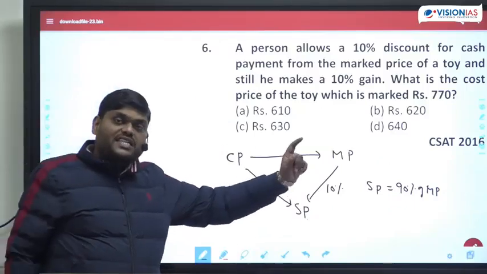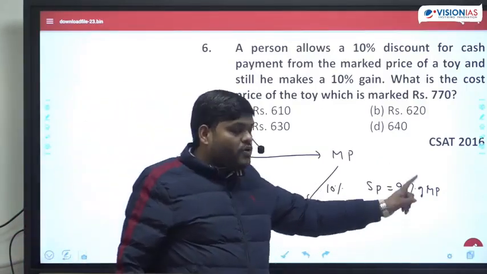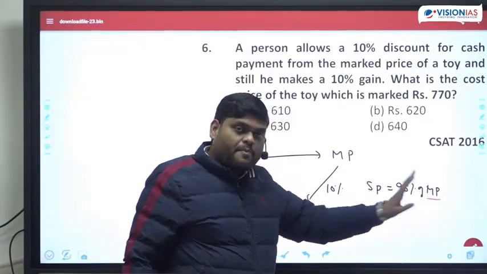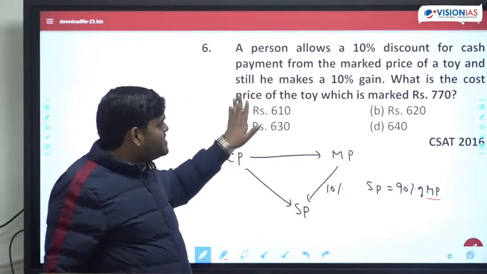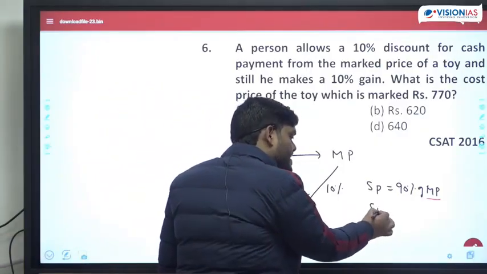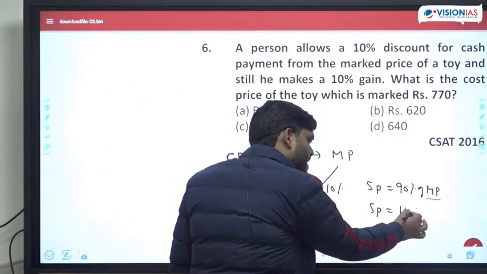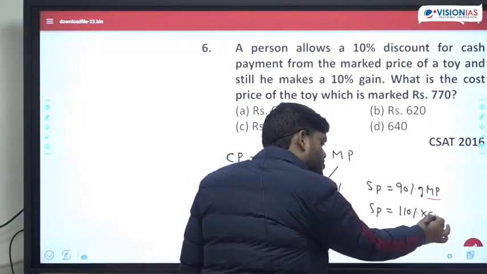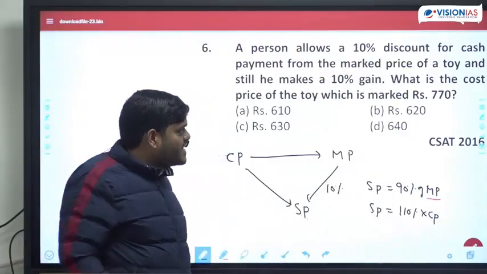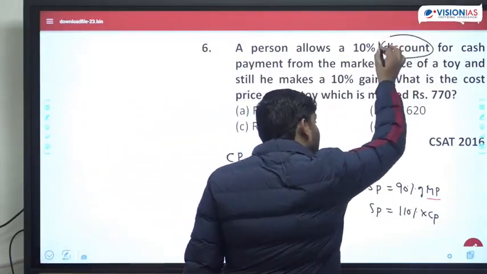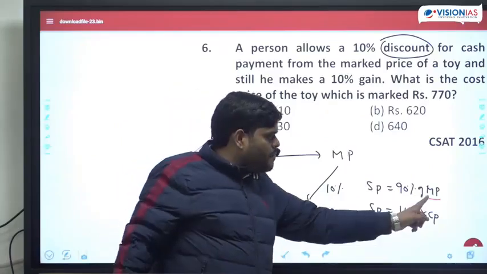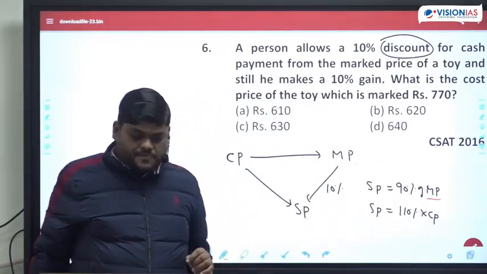So discount means decrement. Decrement in which value? Discount is calculated on the mark price. That means decrement in the mark price. Now the second statement is still he makes 10% gain. That means SP is 110% of CP or not? देखो, 10% gain. Gain is always calculated on the cost price.